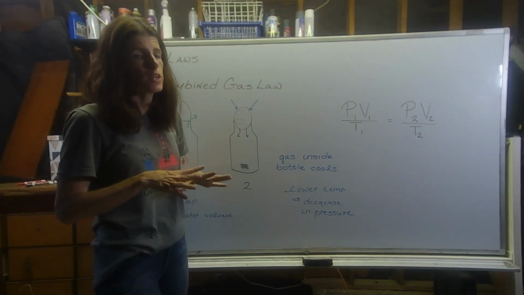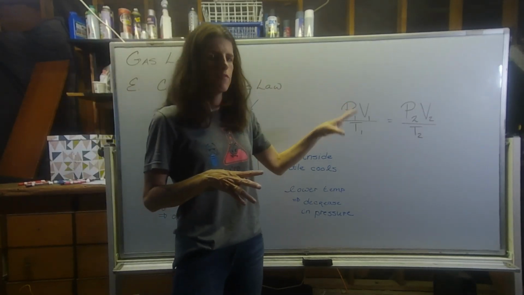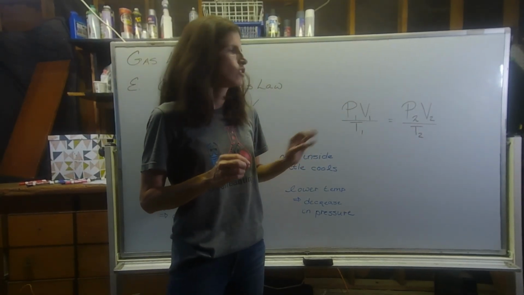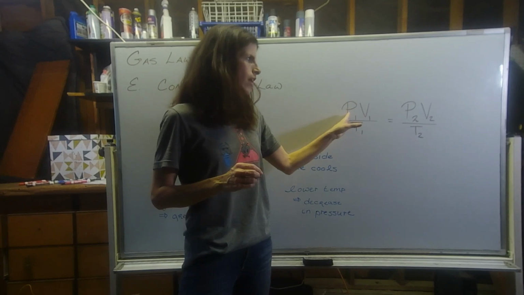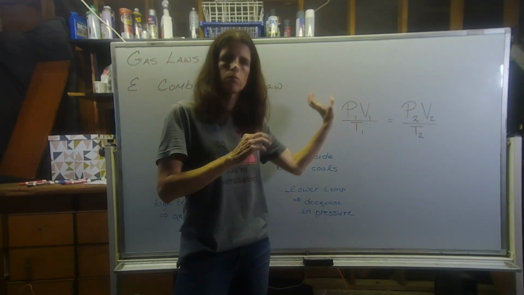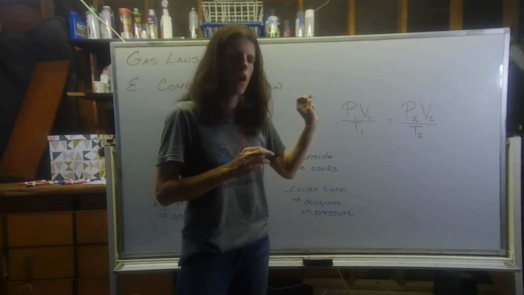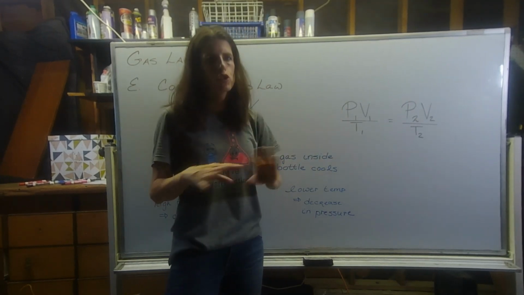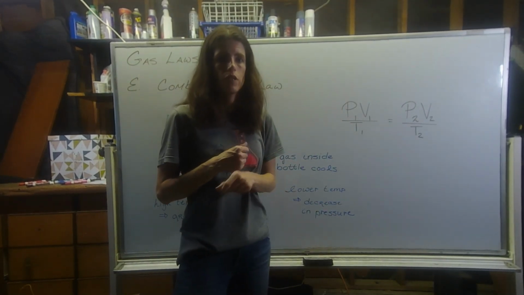In terms of units, pressure and volume just have to match. So if you're doing atmospheres on the left, do atmospheres on the right, or milliliters and milliliters for volume, whatever you want. Temperature has to be in Kelvin. That's going to be really strict.